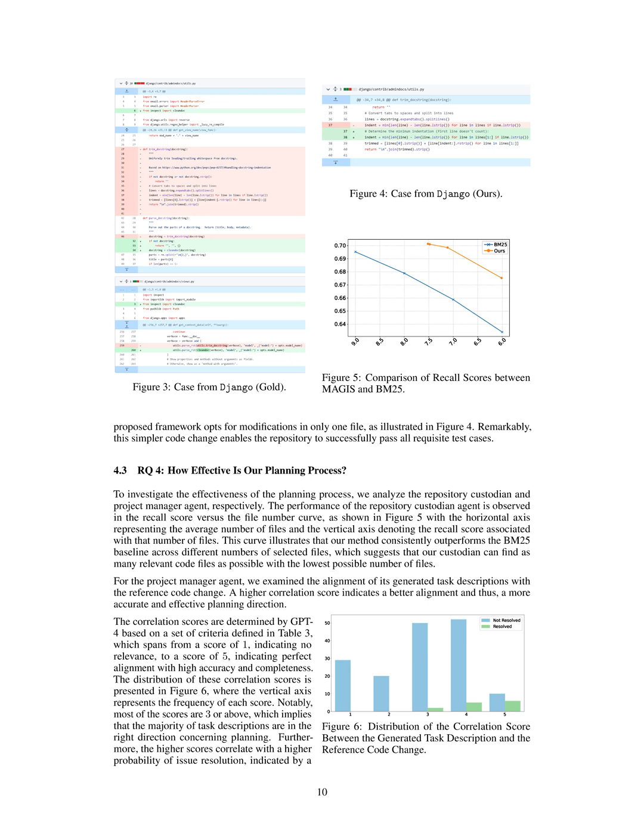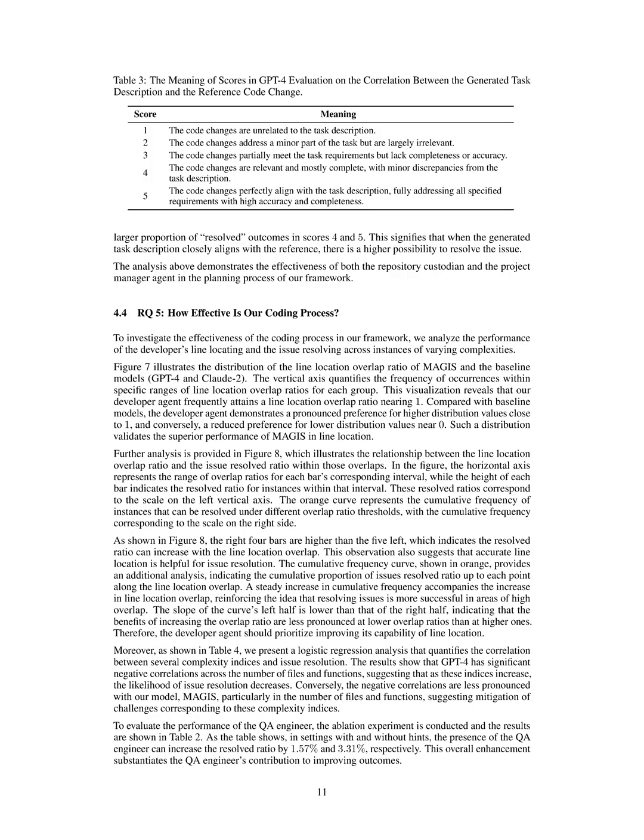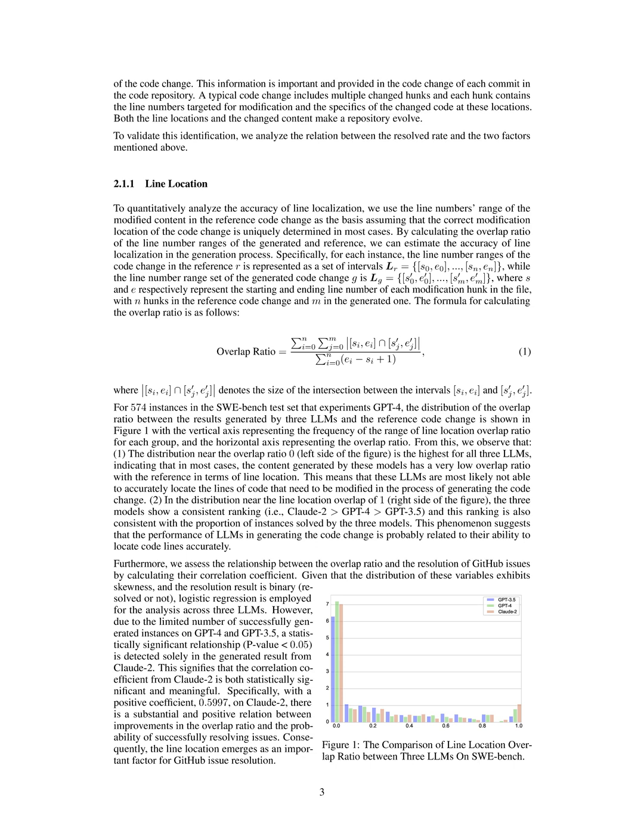The paper reveals that a higher overlap ratio, closer to 1, is associated with a higher probability of successfully resolving GitHub issues. This implies that accurate line localization, as indicated by a high overlap ratio, is crucial for the successful resolution of issues. Additionally, the correlation analysis shows that improvements in the overlap ratio positively impact the probability of resolving issues, particularly highlighted by the positive correlation coefficient observed in the study.